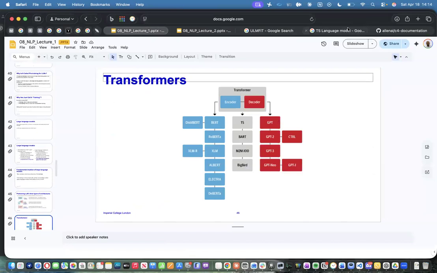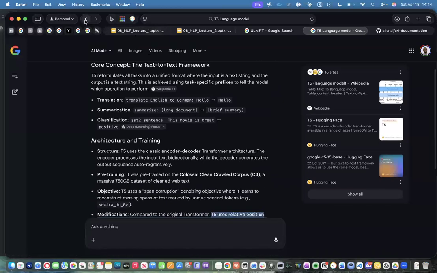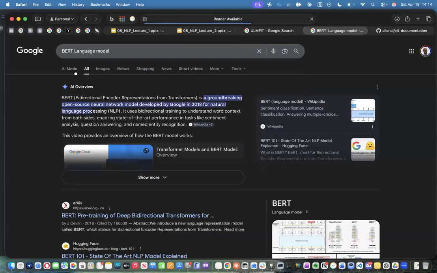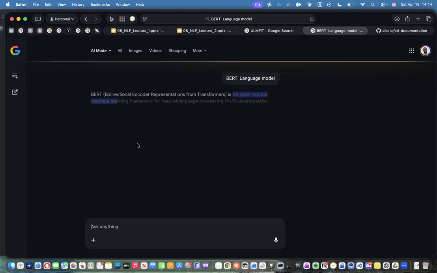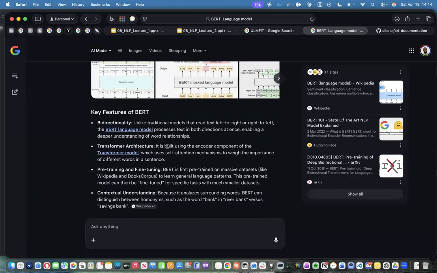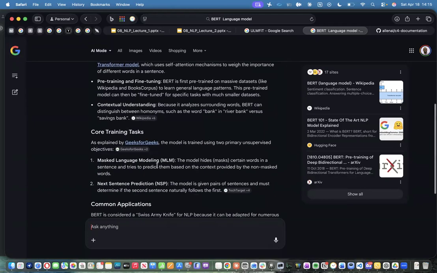What about BERT? When we look at BERT, let me look at the BERT language model. You can see the transformer architecture and pre-training. BERT is first pre-trained on massive data like Wikipedia. BERT is basically the first language model of the three, and you can see here they use masking.